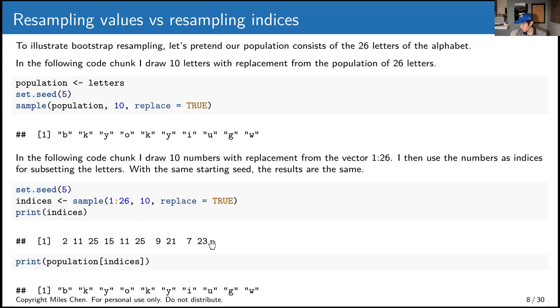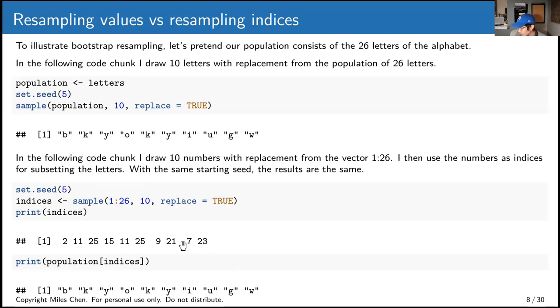And when you subset the alphabet and ask for the letter that corresponds to the second letter, that's B. The 11th letter is K, the 25th letter is Y. We get 15 is O, 11 is K again, 25 is Y again. And so we get the exact same results. So I get BKY, OKY, IU, GW.